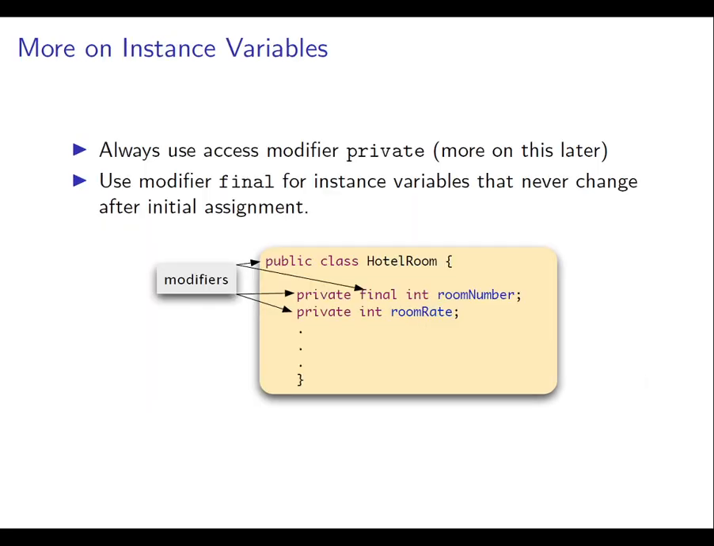Right. Always use the access modifier private, even though we just saw a couple of examples which didn't. And remember the possibility of using the final modifier for those instance variables that ought not to change after their initial assignment. It helps you to document that fact. It helps the compiler to help you by pointing it out if you later accidentally write code that does modify something that you didn't want to be able to be modified.